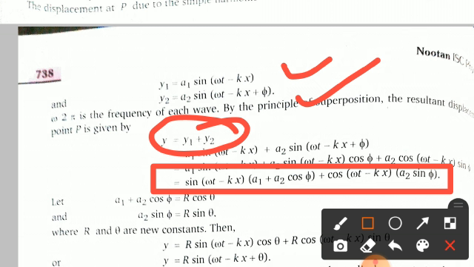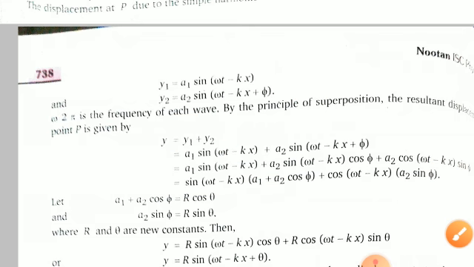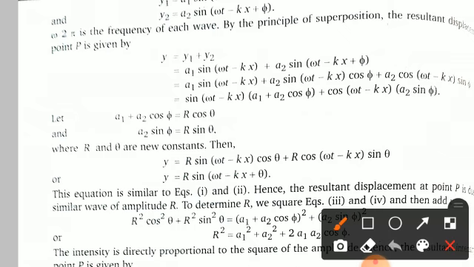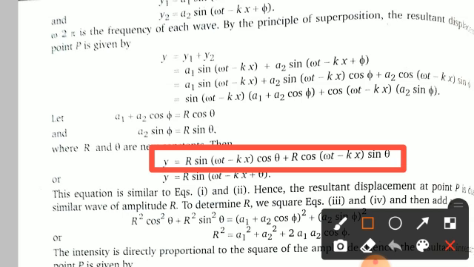Now suppose a1 plus a2 cos phi equals r cos theta, this is the term we are supposing equal to r cos theta, and a2 sin phi equals r sin theta, where r and theta are new constants. We are considering the polar coordinates. So in place of a1 plus a2 cos phi, we can write r cos theta. Clear? So this equation changes to this form: y equals r sin(omega t minus kx) cos theta plus r cos(omega t minus kx) sin theta.